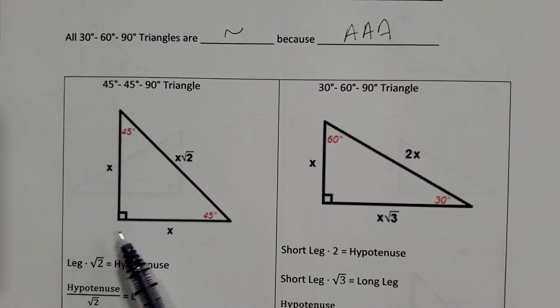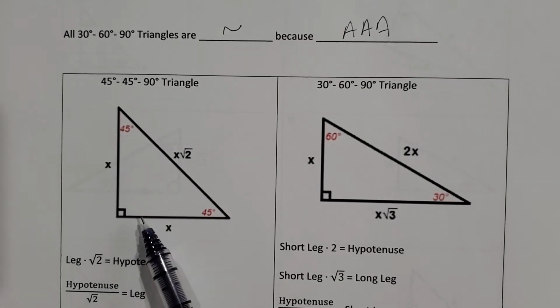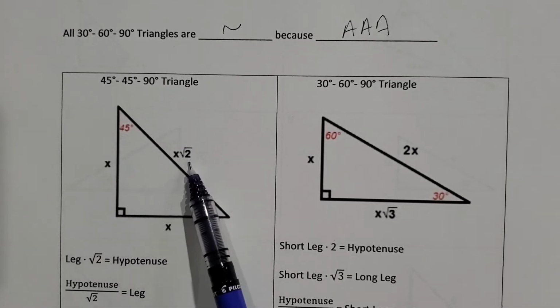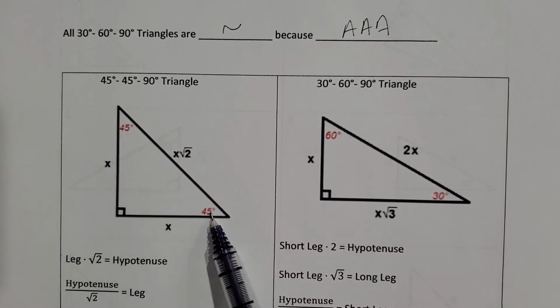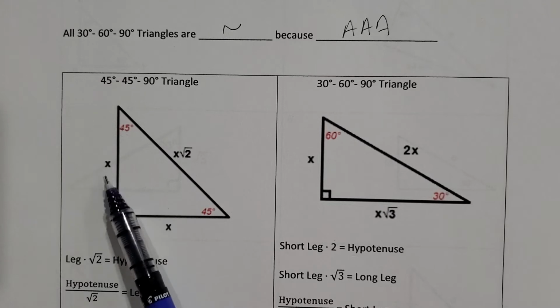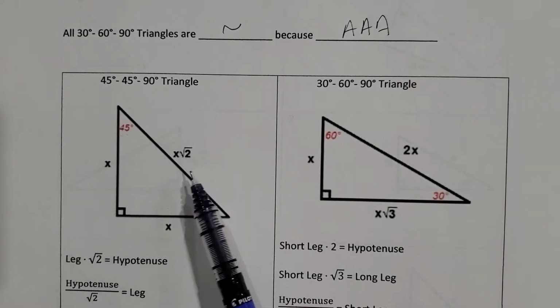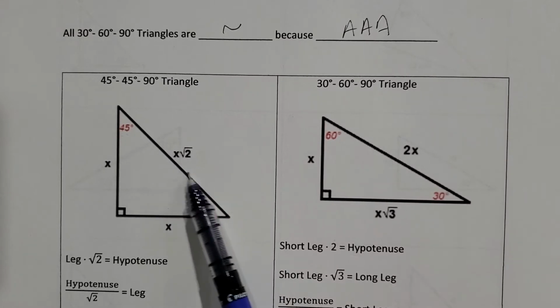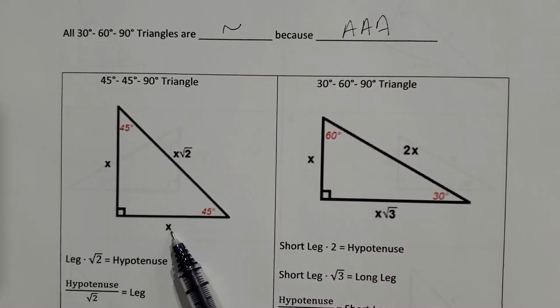When we look at a 45, 45, 90 triangle, what we begin to realize is that there's a relationship between the sides, and these two sides, because it's an isosceles triangle. Remember, in an isosceles triangle, the sides opposite those base angles are congruent. So two sides are always going to be the same. And if these two sides are the same, in a 45, 45, 90 degree triangle, this hypotenuse is always going to be the square root of 2 times this.